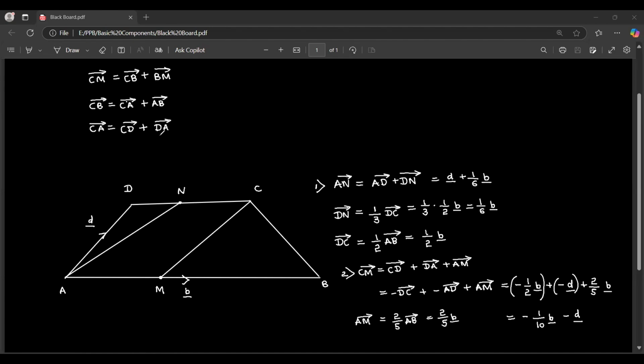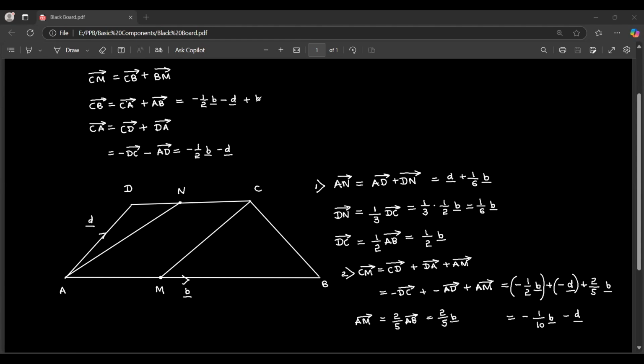DA is minus AD and CD is equal to minus DC. So this will be minus DC minus AD. And we know DC is equal to 1 over 2 B. So minus half B, and AD is equal to D. So minus AD is minus D. So we have found CA. What about AB? Well, AB is given as B. So CA is equal to minus half B minus D. And then we have AB, which is equal to plus B.